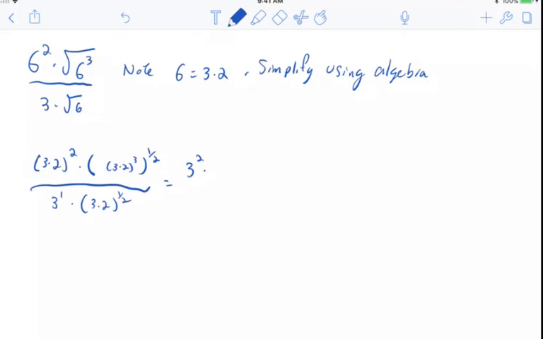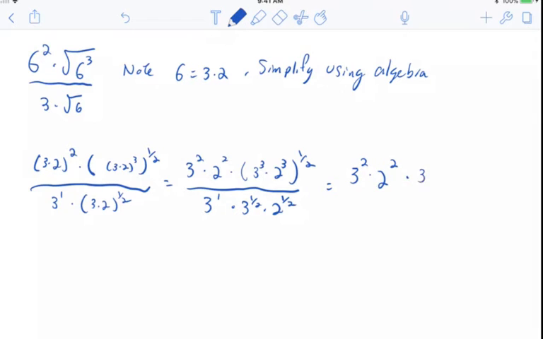3 to the 2 times 2 to the 2 times 3 to the 3 over 2 times 2 to the 3 over 2. You know what? Maybe I should do that as an intermediate step. So then this becomes 3 to the 3 times 2 to the 3, 1/2, all divided by 3 to the 1 times 3 to the 1/2 times 2 to the 1/2. So this becomes 3 to the 2 times 2 to the 2 times 3 to the 3 over 2 times 2 to the 3 over 2 divided by 3 to the 1 times 3 to the 1/2 times 2 to the 1/2.